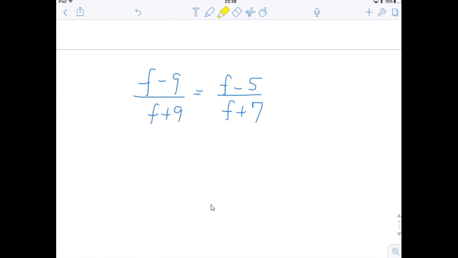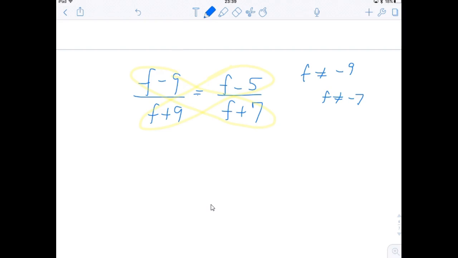This is a little bit more complicated. It has variables on the top, variables on the bottom. We want to get rid of the variables on the bottom. Oh, by the way, what are the illegal values here? Well, we don't want f to be -9, and we don't want f to be -7, because if they were, the fractions would become infinity. So let's see what solution we're going to get for f, and after we do, we'll check to see if one of the solutions is -9 or -7 and eliminate that.